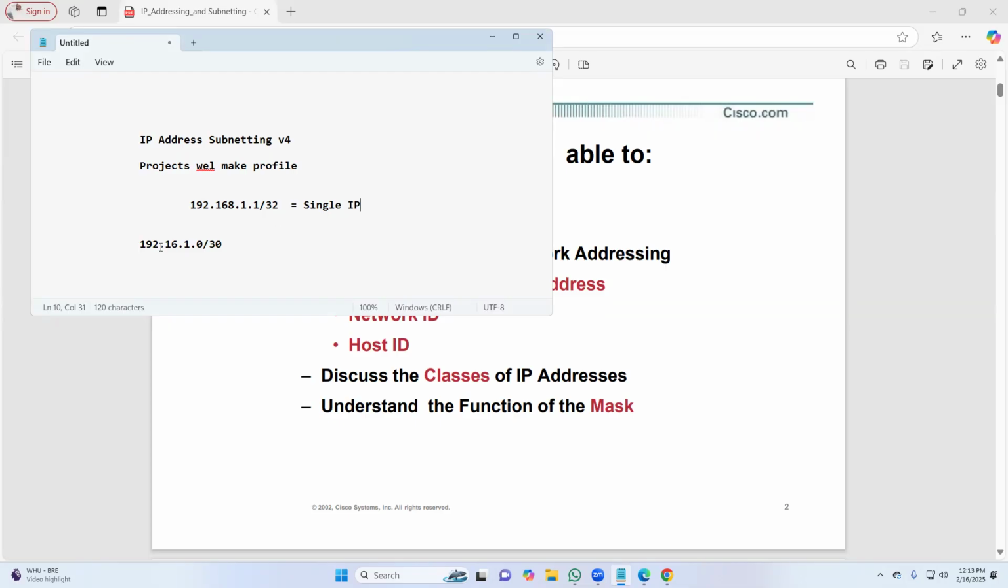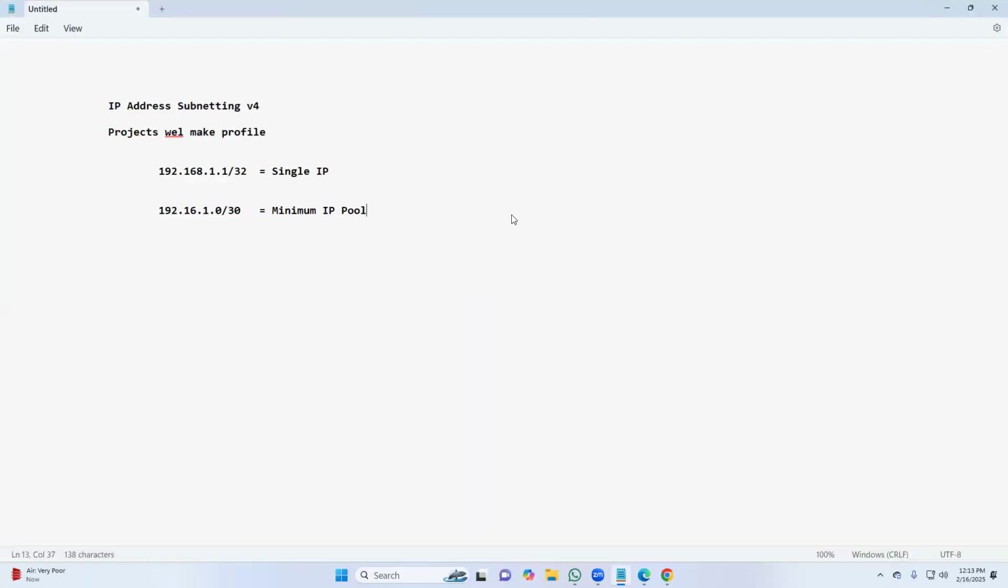But if your IP pool starts from the minimum pool, this is the minimum pool. Your IP starts from this. How many IPs are in the minimum pool? 4. Minimum IPs are 4. This is basically your IP pool. How many IP addresses are in this pool? Total 4 IPs, like I just explained.